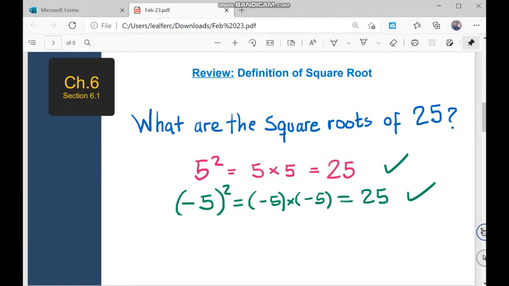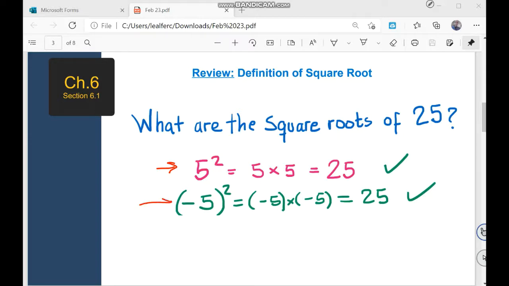If you ask, what are the square roots of 25? Again, we're not asking what is the simplification of this. No. We are asking what are the square roots of 25. That means you have to find all the square roots. And when you're talking about 25, we can find one square root. 5 squared is 5 times 5 is 25.